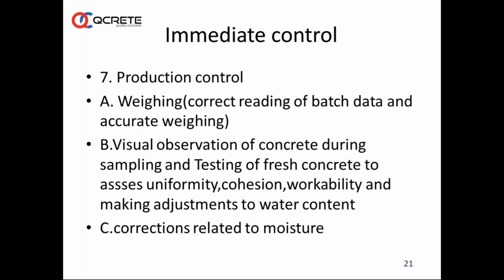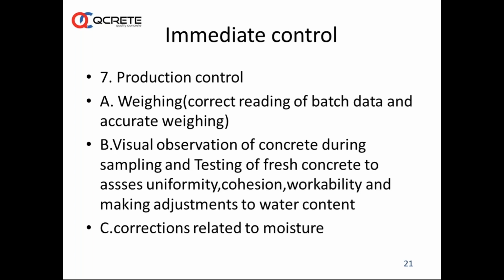Production control comes under immediate control, which is the next step. For example, you may have selected the best cement, the best admixture, everything the best. But if your production system procedure or the QAQC systems are not properly exercised at the point of production, then it will lead to problems in the final product.